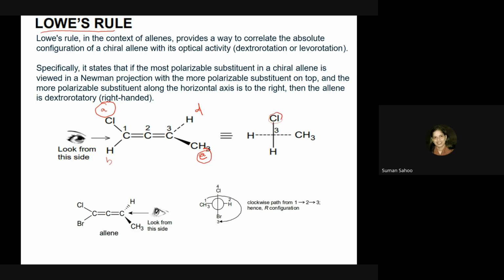So chlorine will be on the top, hydrogen will be at the bottom, and this hydrogen, the rear carbon hydrogen, is on the left hand side and CH3 is on the right hand side. So this is my A and this is my D. We do not have to denote these two. And while going from priority A to D, if it goes in a clockwise direction, then that is going to give you a positive cotton effect, and dextro would have R configuration. That is your Lowe's rule.